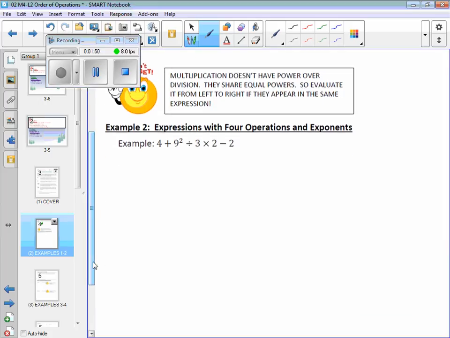Okay, a little bit harder. You'll see as we progress through the examples that there's more and more operations that we have to get through. All right, in this expression, 4 plus 9 squared divided by 3 times 2 minus 2, who goes to battle first?